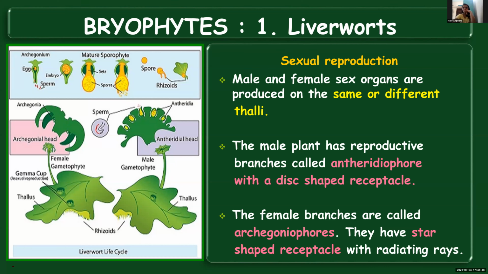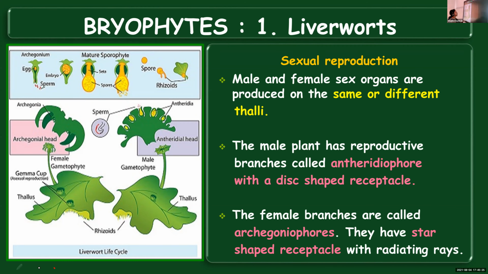So male and female sex organs can be produced on the same or on different thalli. In either case, this particular branch will be there. The branch on which the disc-shaped receptacle is present, you call the antheridiophore, and the branch upon which the star-shaped receptacle is formed, you call the archegoniophore.